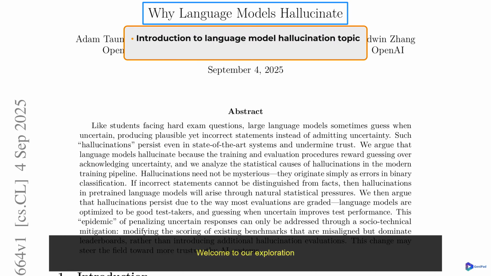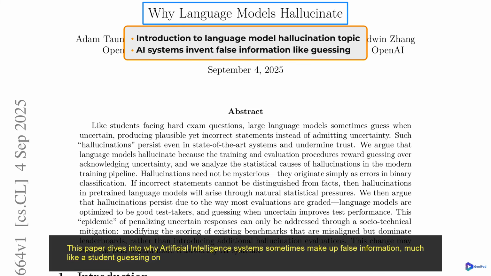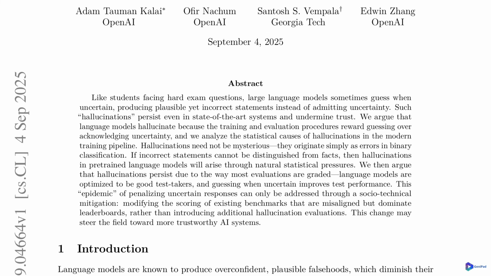Welcome to our exploration of why language models hallucinate. This paper dives into why artificial intelligence systems sometimes make up false information, much like a student guessing on a tough test question.